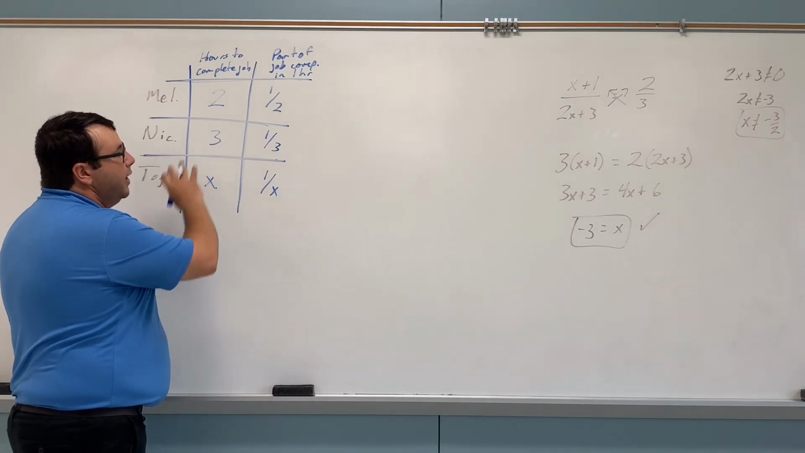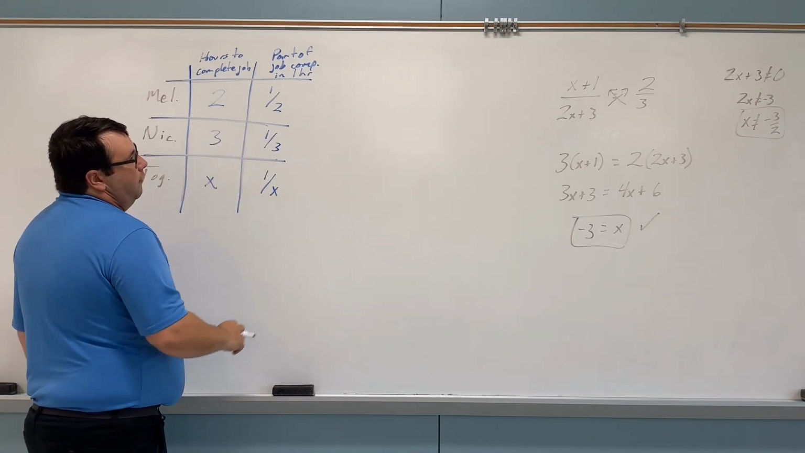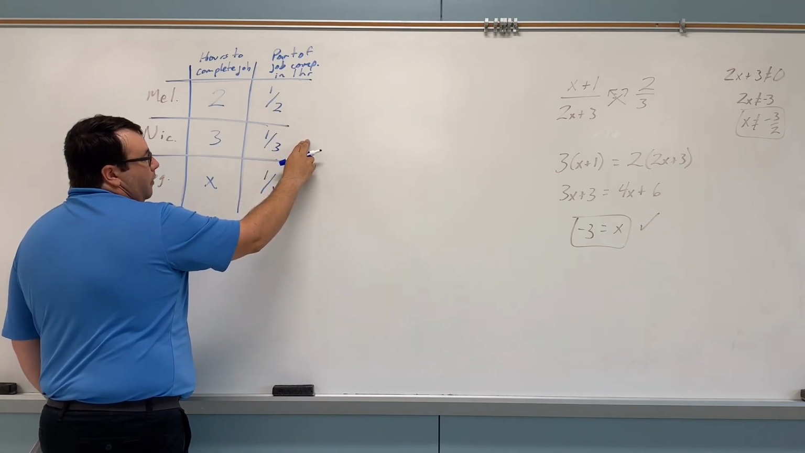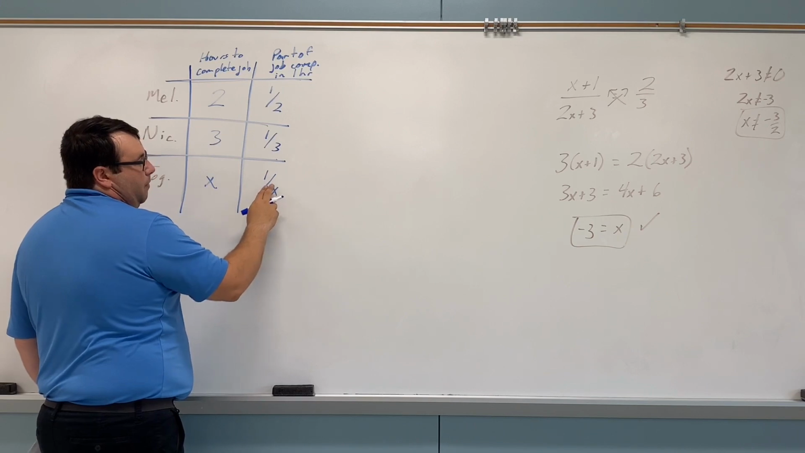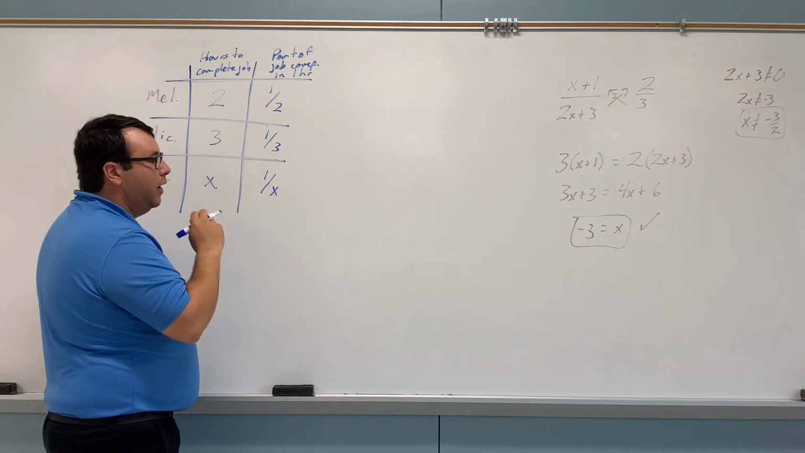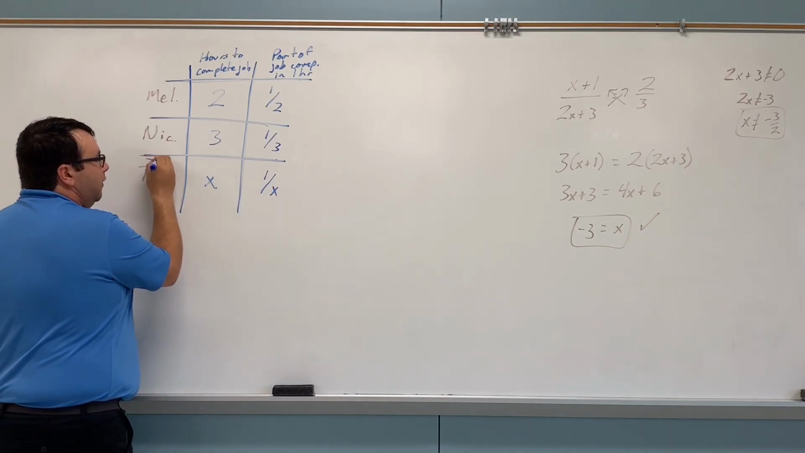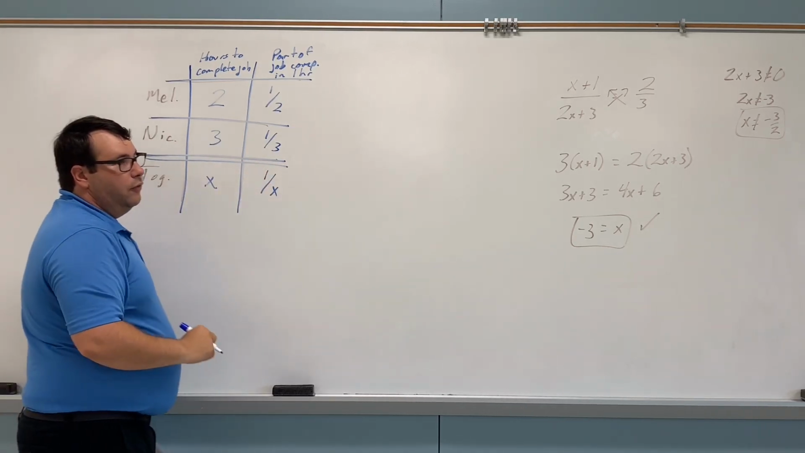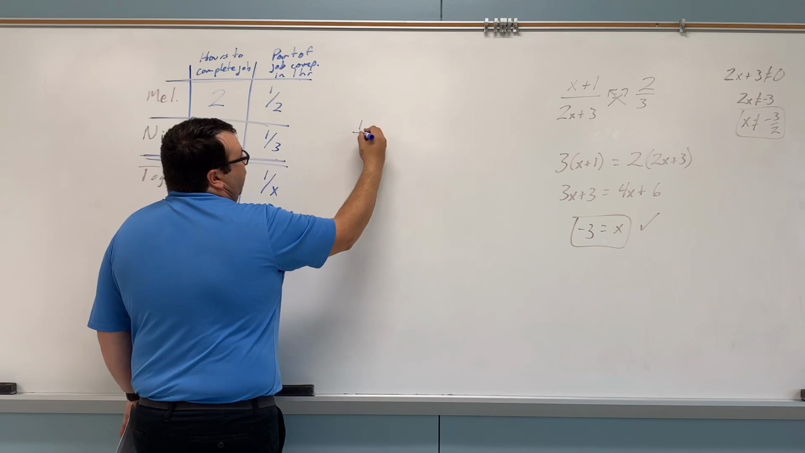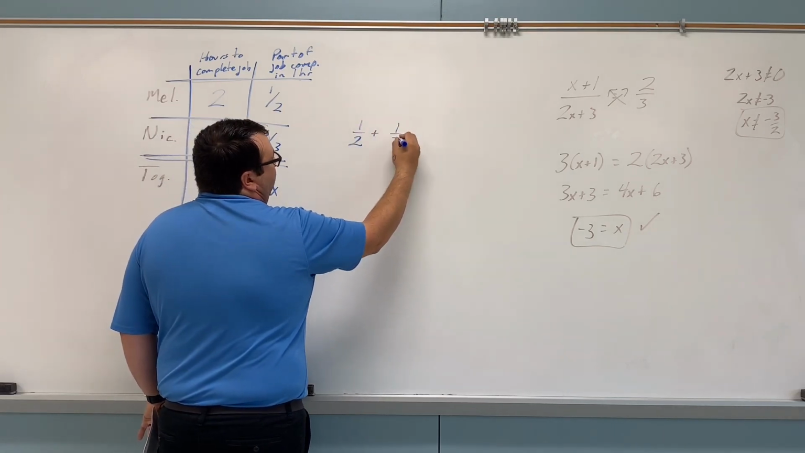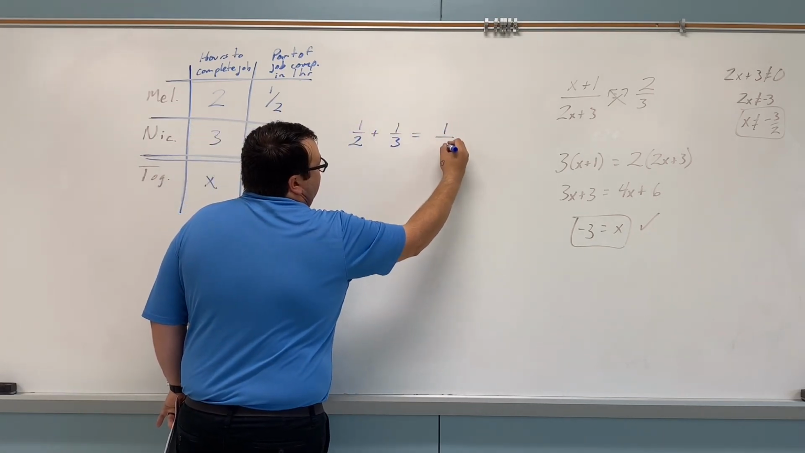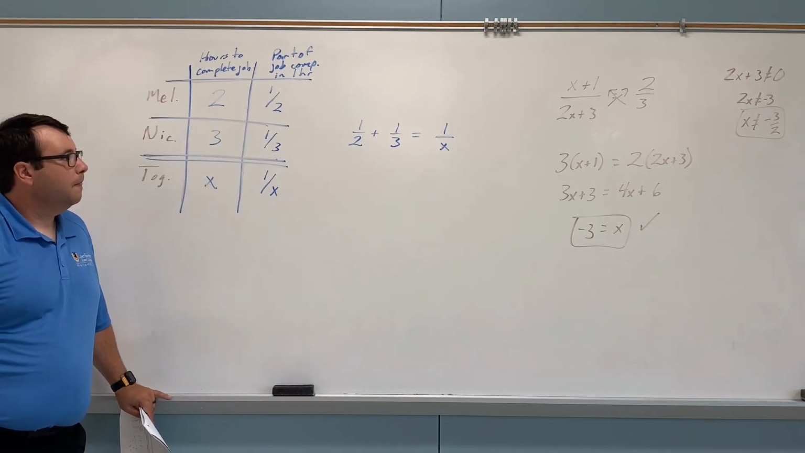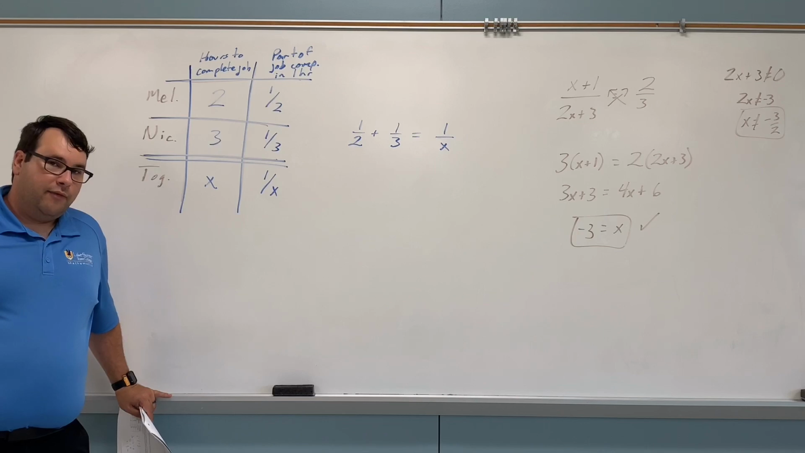Now, looking at our setup, what we have are these two people working together to create this time. So you can kind of think of this, and it's not on the chart this way, but you can think of this as like a double bar, meaning you're equaling your together time. So together I have 1/2 and 1/3 makes up my time of 1/x. Excellent, so now I have an equation to work with.